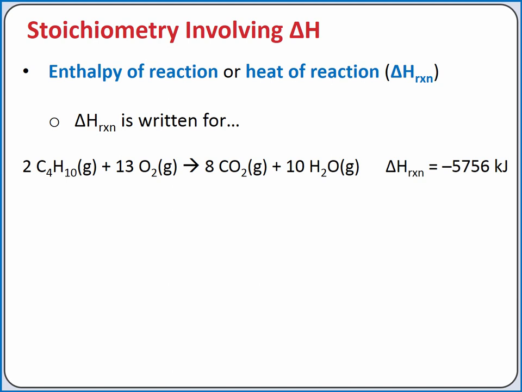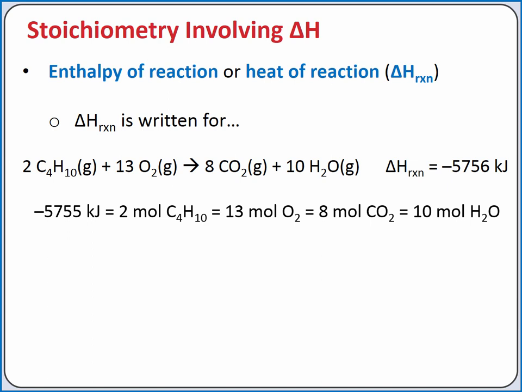5,756 kilojoules. That means when 2 moles of butane combine with 13 moles of oxygen gas to produce 8 moles of carbon dioxide and 10 moles of water vapor, 5,756 kilojoules of thermal energy is released and transferred from the system to the surroundings.